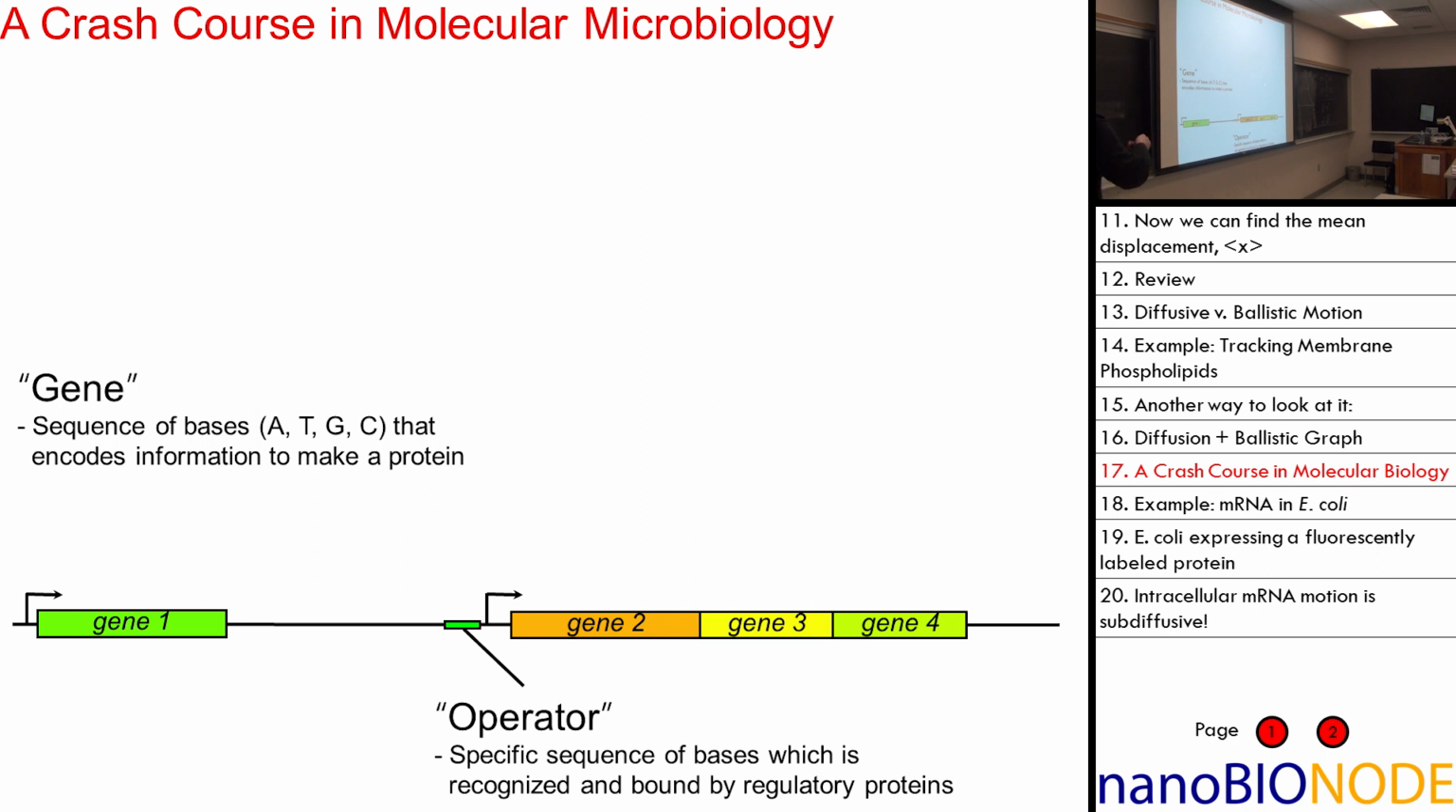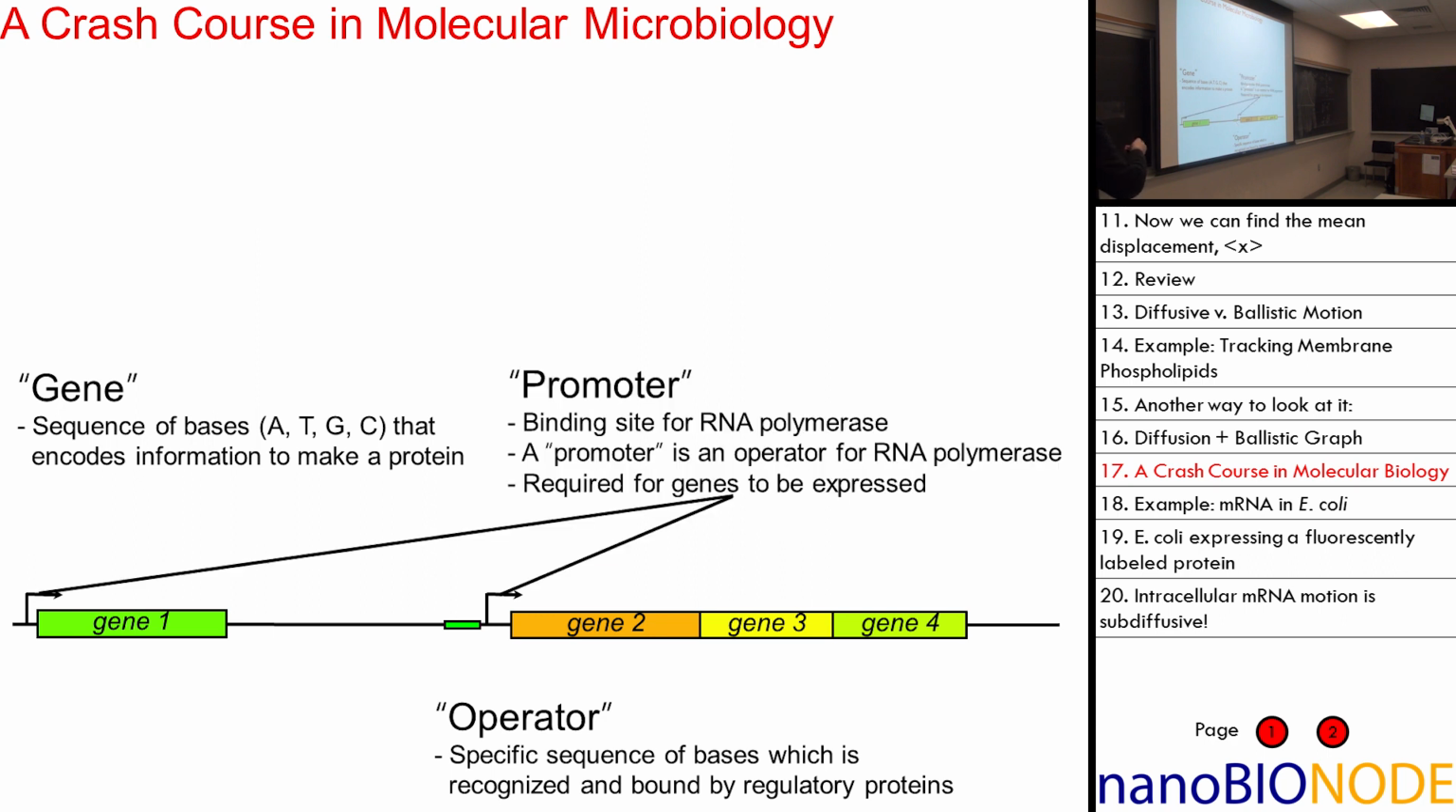This arrow here is what's called a promoter, and this promoter is a binding site for RNA polymerase. So the RNA polymerase comes in and binds at this region, and then it can read these genes into RNA, and those RNAs are translated into proteins. If there are proteins bound at the operator, that will prevent the RNA polymerase from getting here and binding to the promoter, and therefore by having other proteins bound at these operators, you can regulate whether or not the genes are expressed.